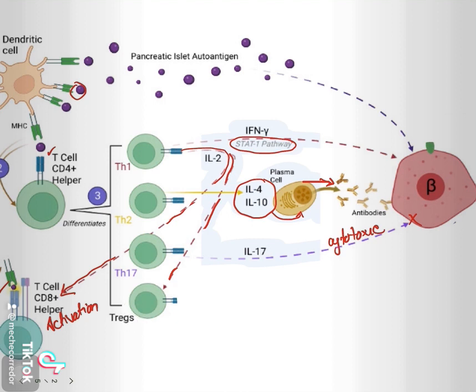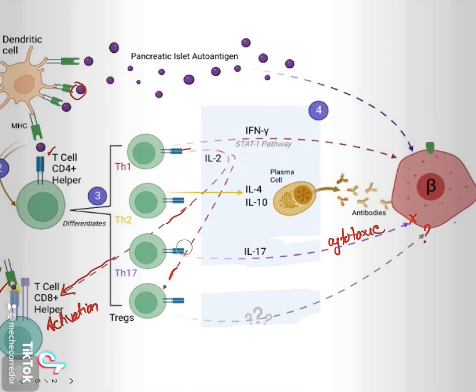And lastly, let's talk about Tregs. There is still research going on about these cells because we don't know exactly what their function is in this cascade, but we do know that they're activated as a consequence of the dendritic cell presentation to the T CD4 cells. All of these interleukins and all of this cascade is labeled as step number 4.